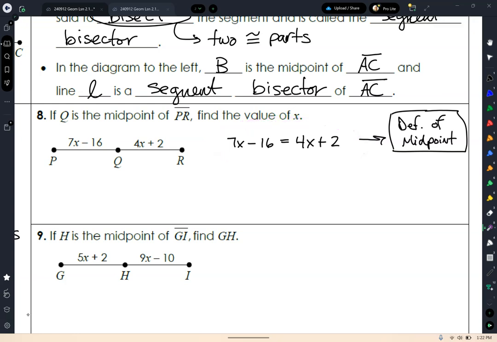Do you see how recognizing what the question is asking, pulling out the right tool, causes you to set up the problem differently? This is not a segment addition problem. This is setting two expressions equal to each other because you have two congruent segments as defined by this idea of midpoint. Does that make sense? Okay. All right. Go ahead. Finish that one up.